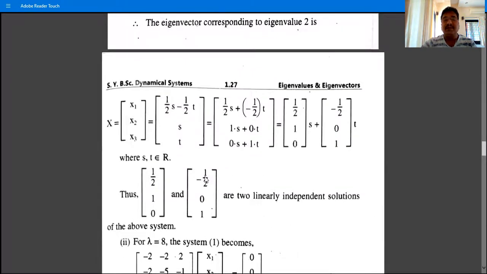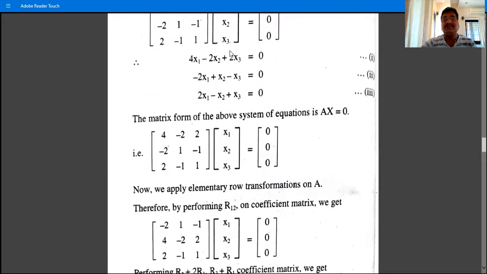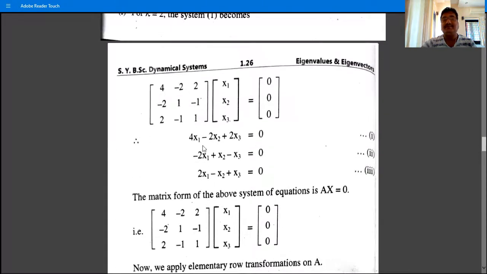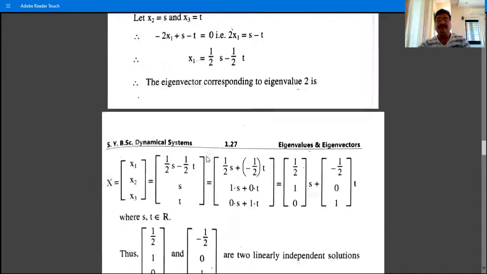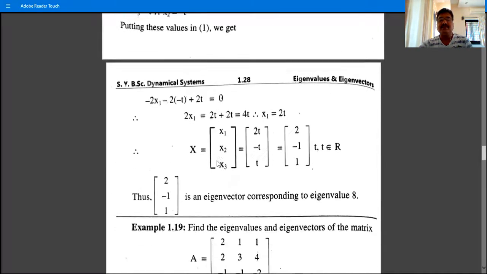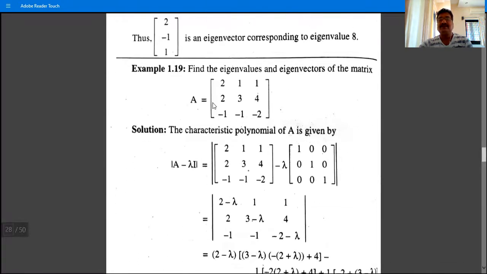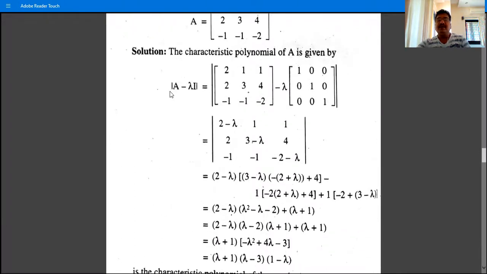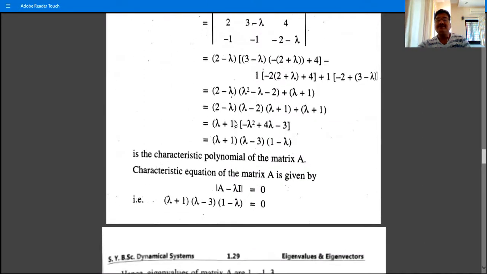So if we have to tally the answer, then substitute the values of x1, x2, x3 in this system. Okay? And we have that all these equations are satisfied by these values of x1, x2, x3. So we can verify your answer. So this is the problem of eigenvalues and eigenvectors. Again, the same problem: find the eigenvalues and eigenvectors of this matrix. So find the determinant of A minus lambda I. So the determinant of A minus lambda I is this.